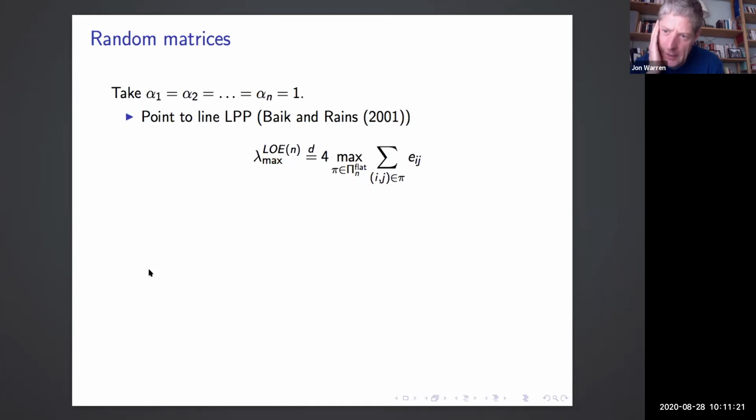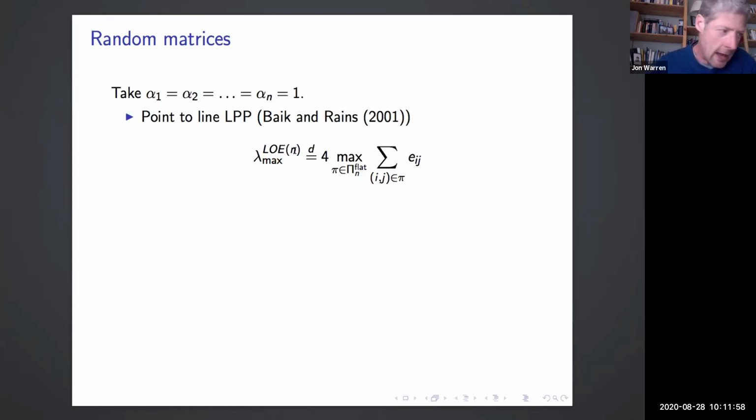One approach to an identity in law is always to just compute the distribution of each side of the identity and then check that they're equal. So the point to line last passage percolation that was on the right-hand side of the identity, when the alphas are equal, in fact has a very nice distribution, which is itself a random matrix eigenvalue. It's the distribution of the largest eigenvalue from the Laguerre orthogonal ensemble.